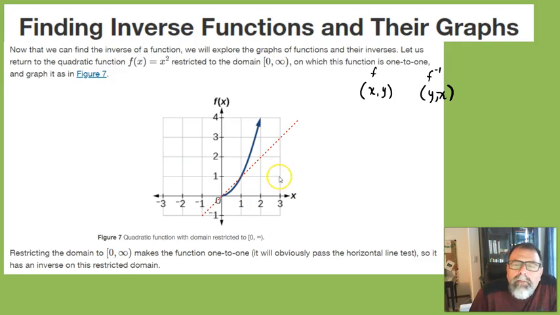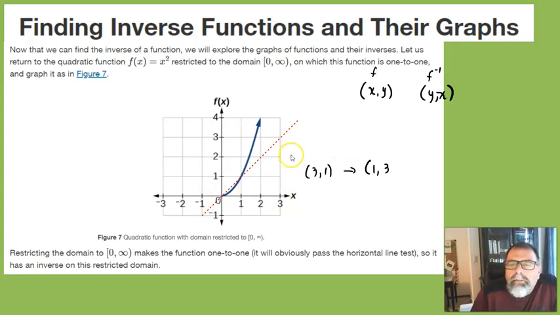So for instance, if I had the point 3, 1 on this graph and I switch it, it'd be 1, 3. So 1, 3 would be here. And what you'll notice is that it's reflected through the line y equals x. It's the mirror image through the line y equals x.